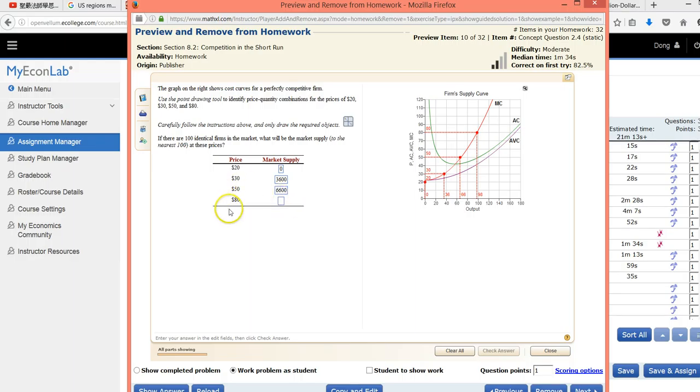And finally, when price equals $80, the individual supply is 98, hence the market supply is 9800. And now let's check our answer. Good job.